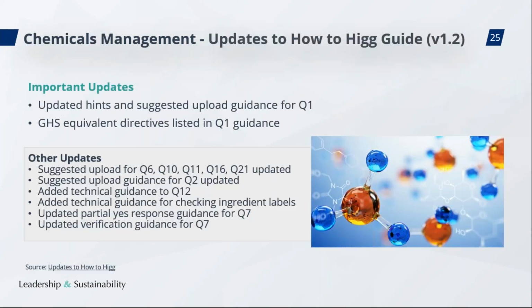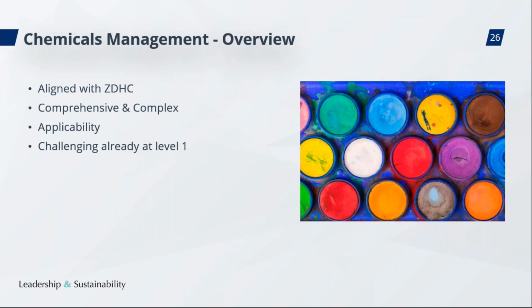And now let's move over to the final section, the chemicals management section. This is the most complex section for most of the facilities that we have seen. There have been several updates to the chemical section, and you can see the list of updates here. For example, GHS, the Globally Harmonized System, has been updated, or the equivalent directives have been included in the Q1 guidance. But let me move over to the recommendations that we have.